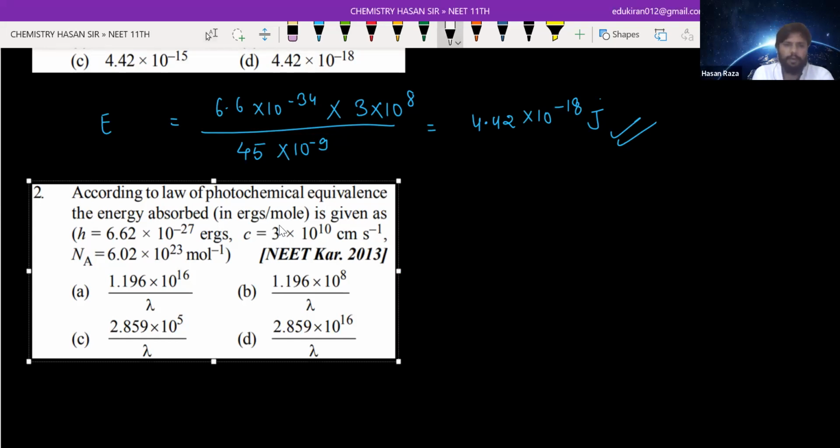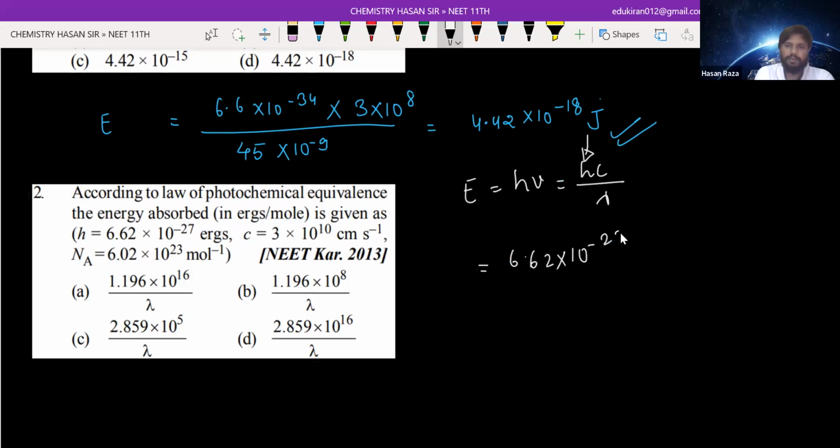So I'm going to explain. According to the law of photochemical equivalence, energy absorbed. You know that E is equal to h nu, which is equal to hc upon lambda, right? So it's very simple. h is given, you just need to put the value and get the answer. h is 6.62 into 10 raised to the power minus 27, and it is in erg. And this is your c, which is also in CGS unit. So we are going to take this as CGS unit as well.